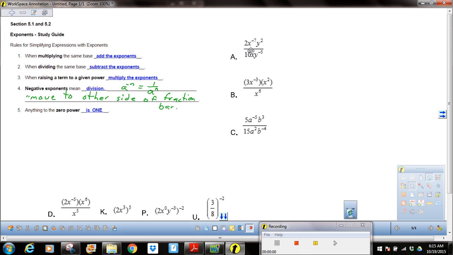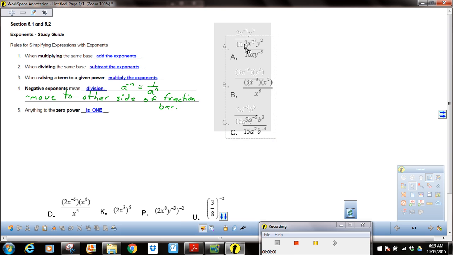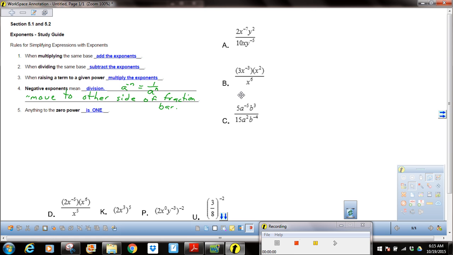For example, on A, if you wanted to move the x to the 7th to the bottom to combine it with this x to the 1st, you could. Or we can just plod along following the rules. So anyway, the rest of these will have more than one step, and I'll try to work through them kind of quickly here.